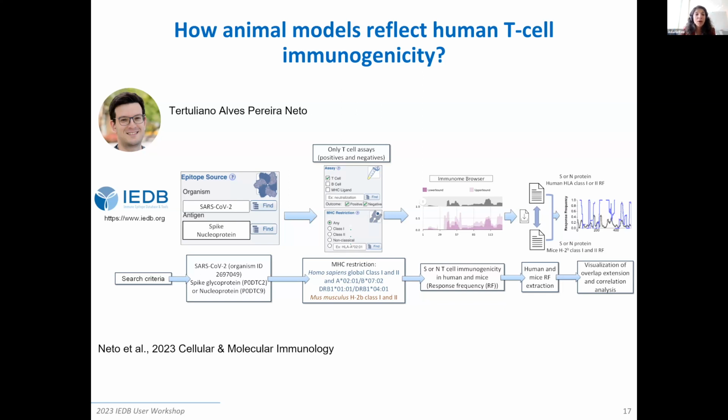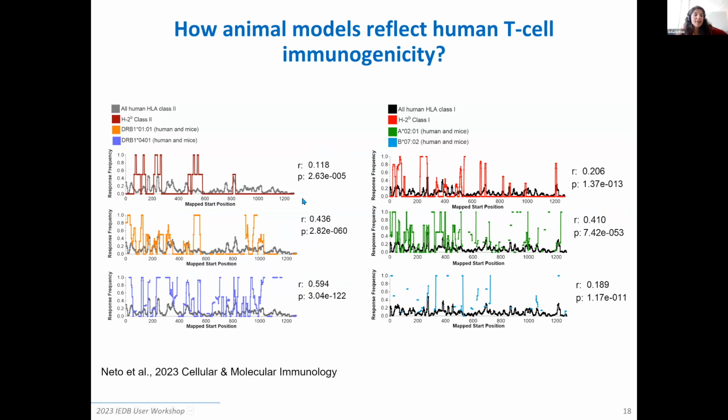Here I'm going to show you the results. On the left panel, we selected all the human class 2 data as compared with H2-B class 2 for mice, which are generally very frequently used in preclinical testing. Then we compare with specific HLA alleles that are available for transgenic mice, which is the other type of animal model that can be used to perform this type of experiment.